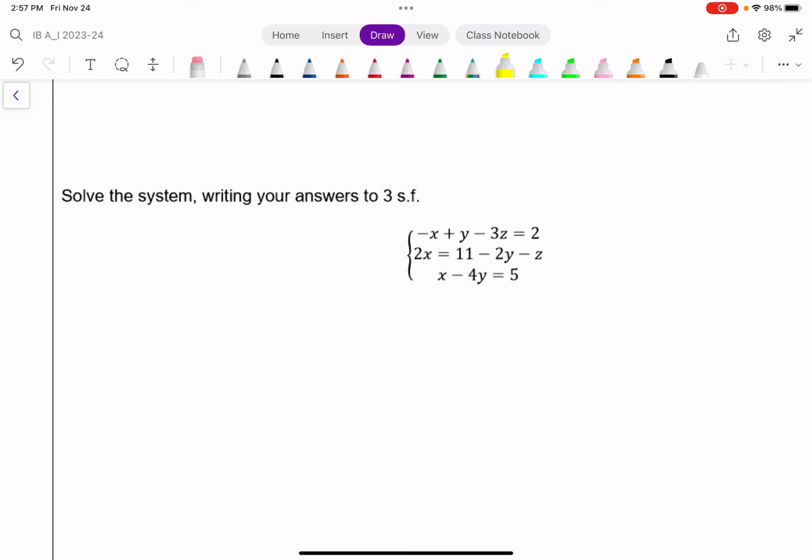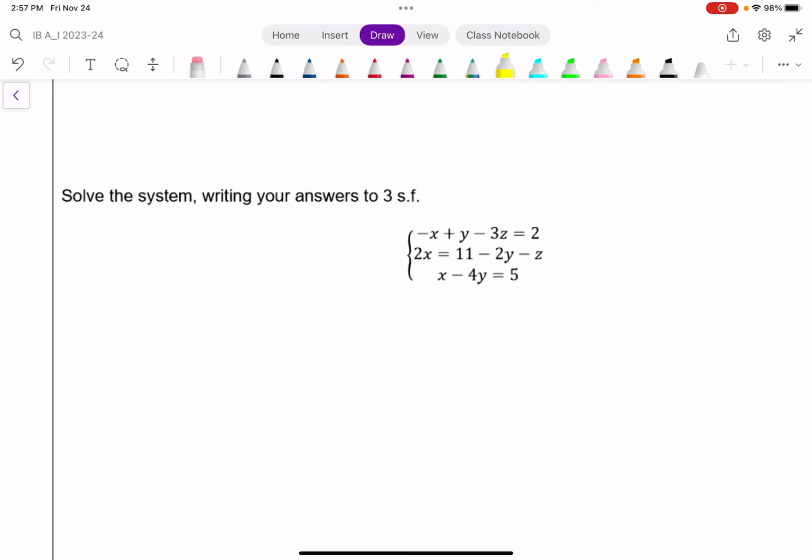It's not so much difficult to solve a three-variable linear system algebraically as it is just annoying. And those sort of annoying, mundane things are what computers are really good at, or calculators. And so your GDC should have some sort of solver for this.